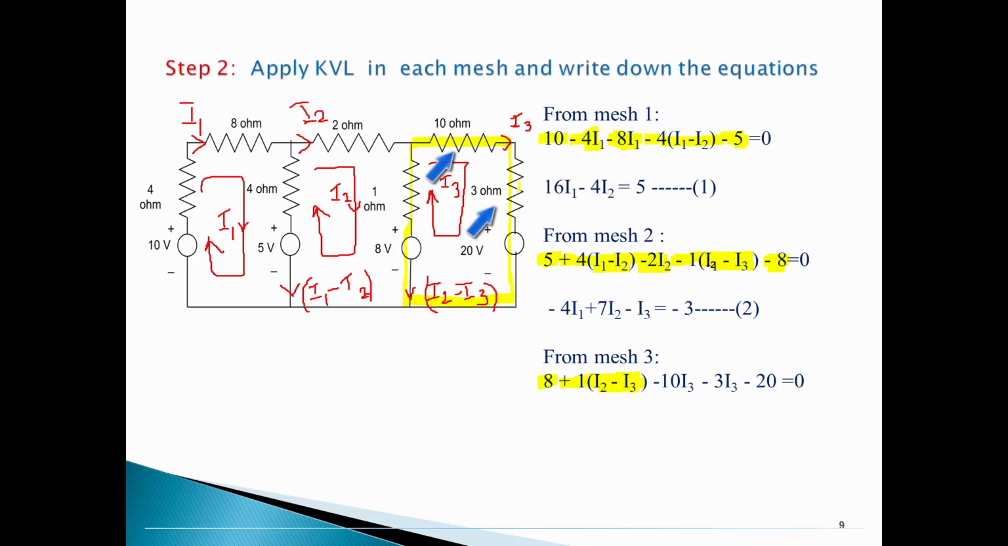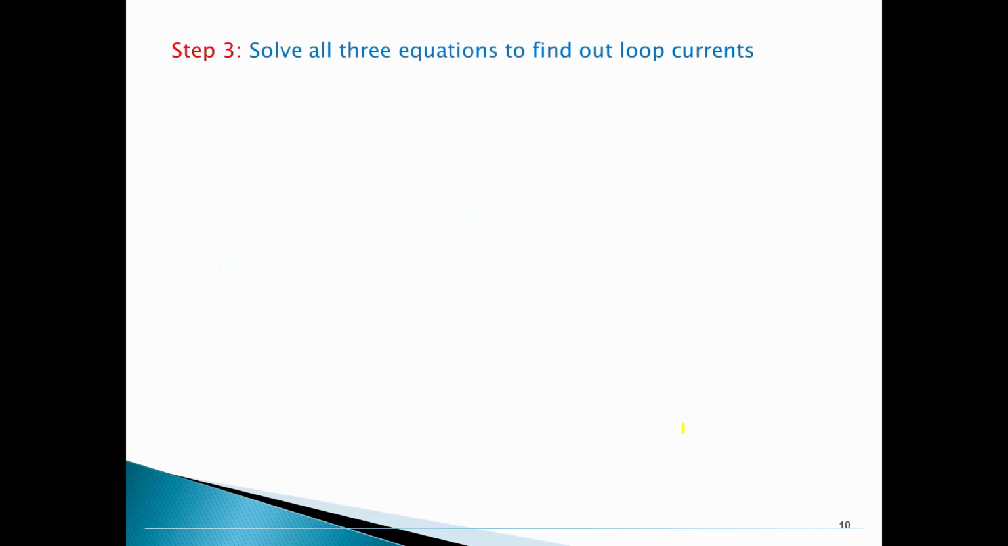Further, this 10 ohm and 3 ohm take only I3 as current, so I can say minus 10 I3 and minus 3 I3. Further, I have a voltage source, loop current I3 leaving the negative of the voltage source, so minus 20, which is equal to 0. As usual, you just find the manipulated equation. I got minus I2 plus 14I3 is equal to minus 12 as equation number 3. Then in step number 3, solve all 3 equations to find the loop currents.